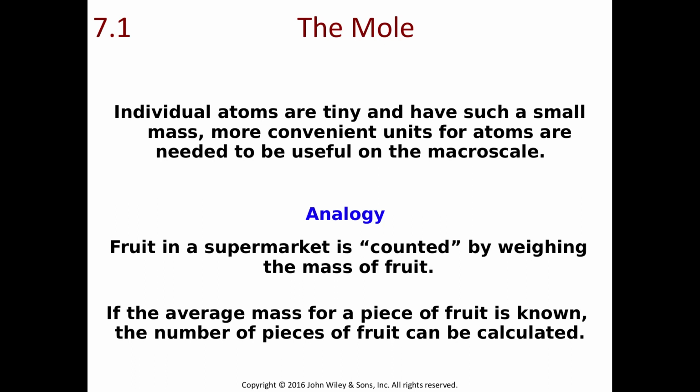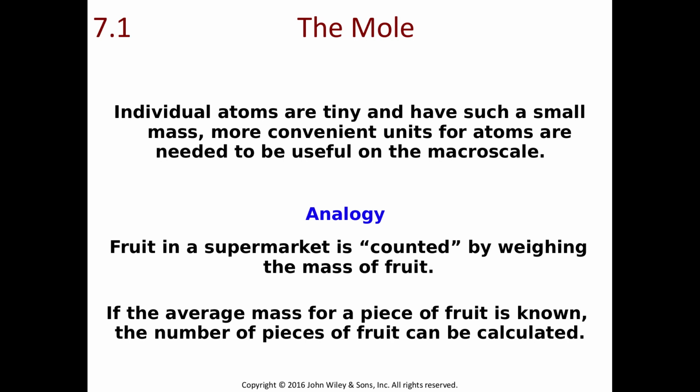So let's define this quantity of a mole. An individual atom is very small, teeny tiny, and has a very small mass. So it's more convenient to use units that exist on the macro scale. Instead of counting every atom in a chemical reaction, it's more convenient to work with groups of atoms. An analogy that people use a lot is fruit in a supermarket. Sometimes instead of just counting the fruit, you take a bunch of it and weigh it, and you're charged by the mass.